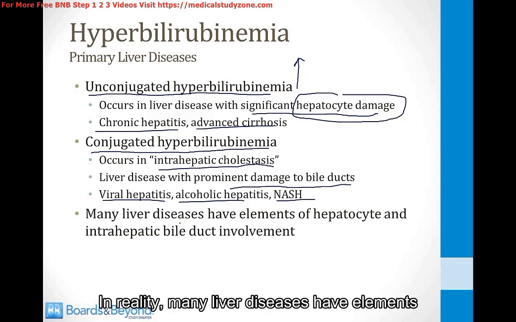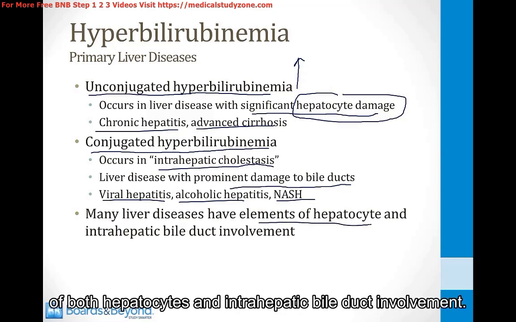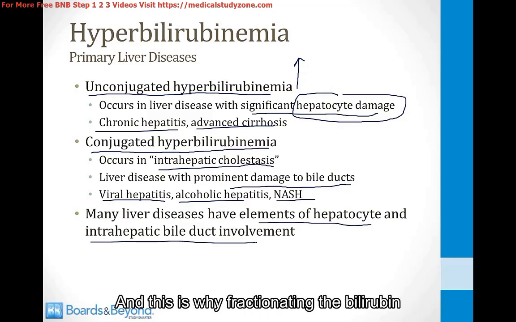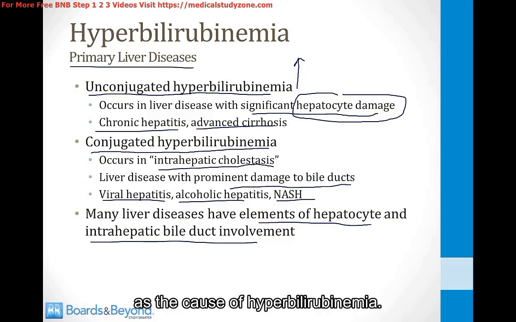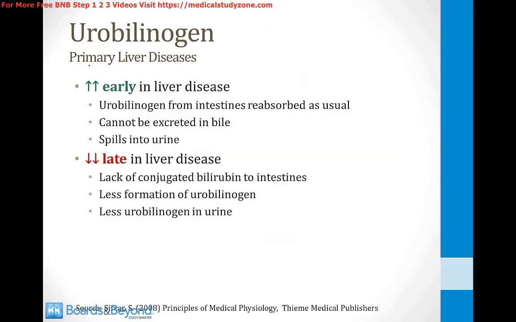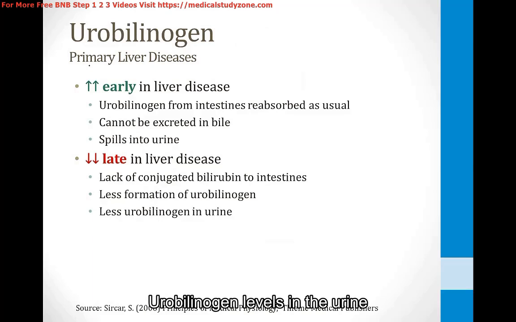In reality, many liver diseases have elements of both hepatocyte and intrahepatic bile duct involvement, and this is why fractionating the bilirubin into direct and indirect is not helpful for making a diagnosis of a primary liver disease as the cause of hyperbilirubinemia. Urobilinogen levels in the urine are also variable and unpredictable in primary liver disease problems.